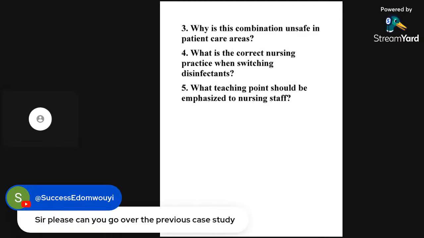What teaching point should be emphasized to nursing staff? Never combine disinfectants. As a nursing student, the questions are going to come. What are you going to tell your nursing staff if they say, please let me go and mix those two things, I want to use them to clean this, this blood is too much here? You should be able to educate them and tell them why it is not smart to mix disinfectants.